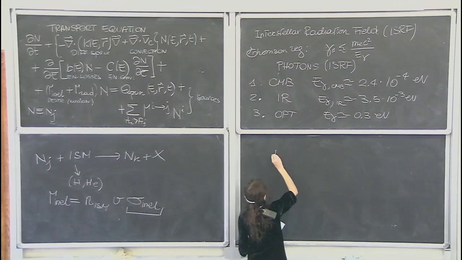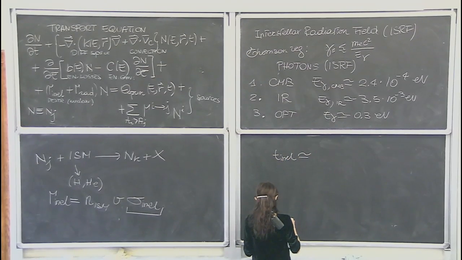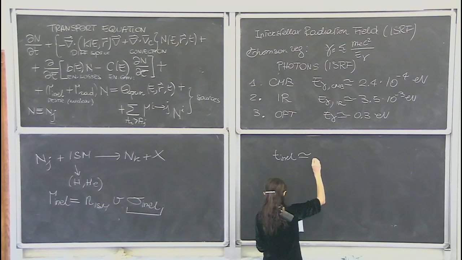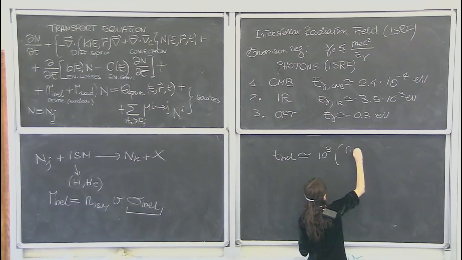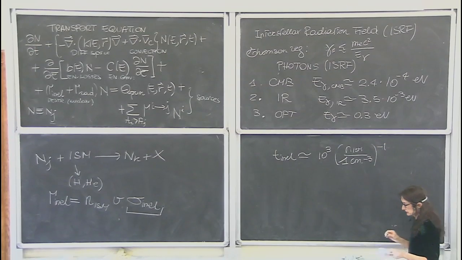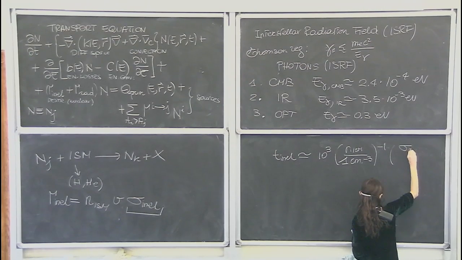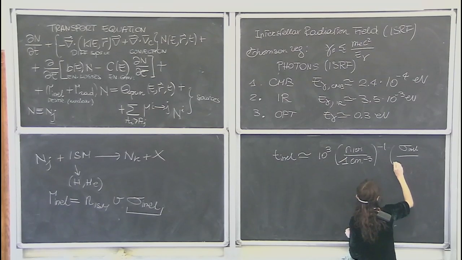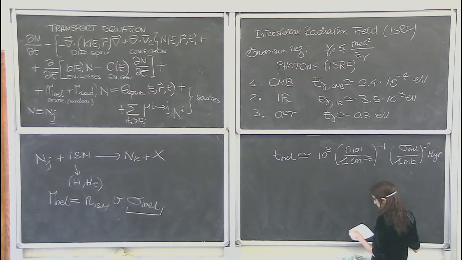So again, the typical time for inelastic scattering, one can derive, is 1,000, the density of the interstellar medium normalized to 1 particle per centimeter cube, to the power -1, and sigma inelastic normalized to 1 millibarn, to the power -1, and units here are megayear.